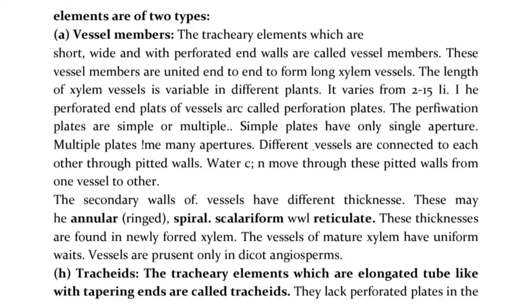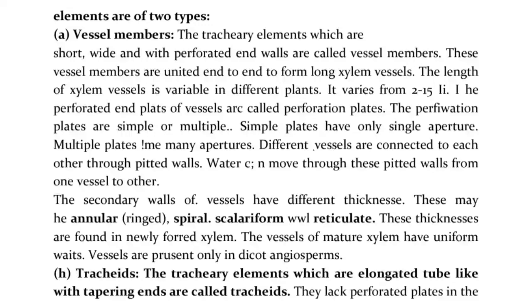Different vessels are connected to each other through pitted walls. Water can move through these pitted walls from one vessel to the other. The secondary walls of vessels have different thickenings. These may be annular, ringed, spiral, scalariform or reticulate. These thickenings are found in newly formed xylem. The vessels of mature xylem have uniform walls. Vessels are present only in dicot angiosperms.